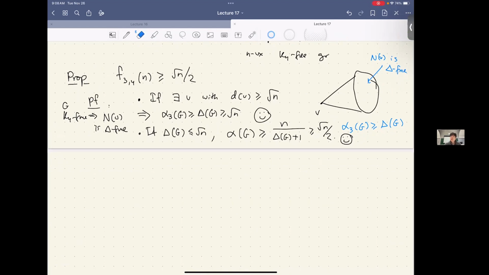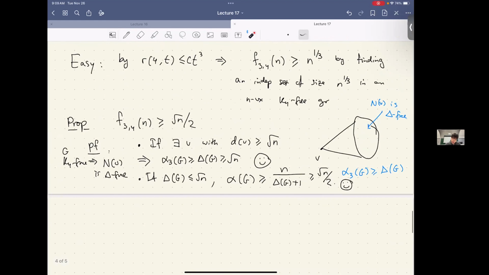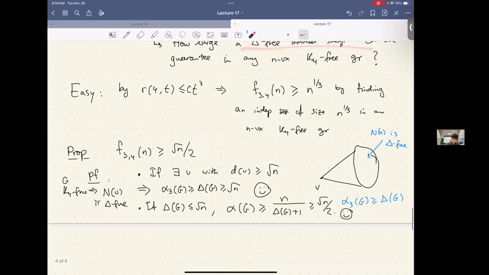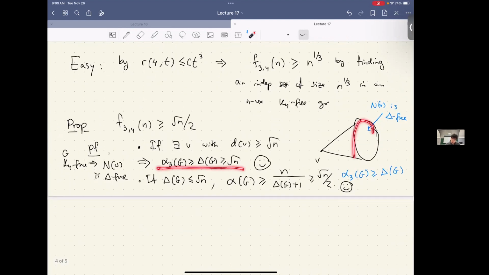If we look at this proof, our goal is to find a large induced triangle-free subgraph. In the first case, we did find the induced triangle-free subgraph. But in the second case, we actually find an independent set, which seems stronger than what we need. So that might seem a little bit wasteful.